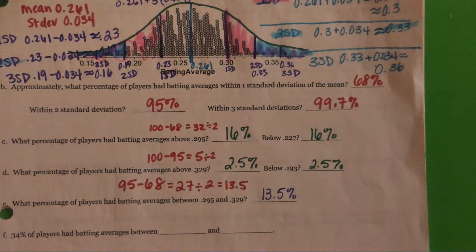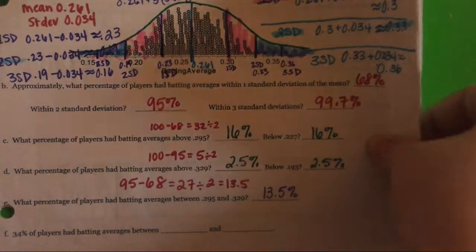So again, Mackenzie was asking me yesterday, should I just memorize all these numbers? No, you shouldn't. I need them to know 68, 95, 99.7. They're smart enough they can figure out the rest.